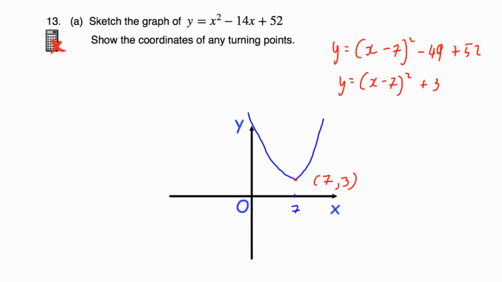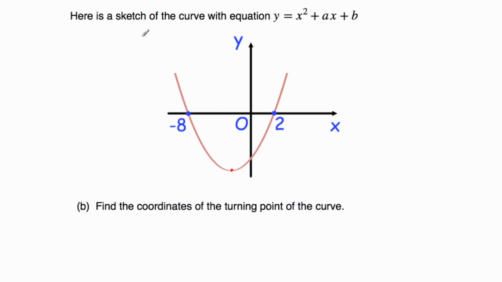Okay, part B. So part B says, here's a sketch of a curve of equation y equals x squared plus ax plus b. So this is a quadratic graph, and it crosses the x-axis at negative 8 and 2. And we've been asked to find the coordinates of the turning point of the curve. So we want to find the coordinates of this point here. Now remember, to find out where a quadratic graph crosses the x-axis, you would normally factorize it if you can and put it equal to 0.